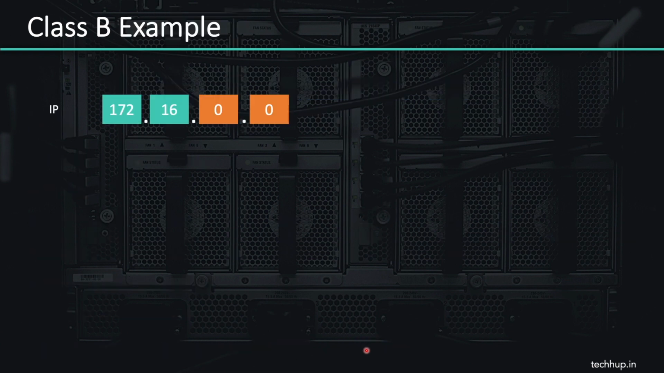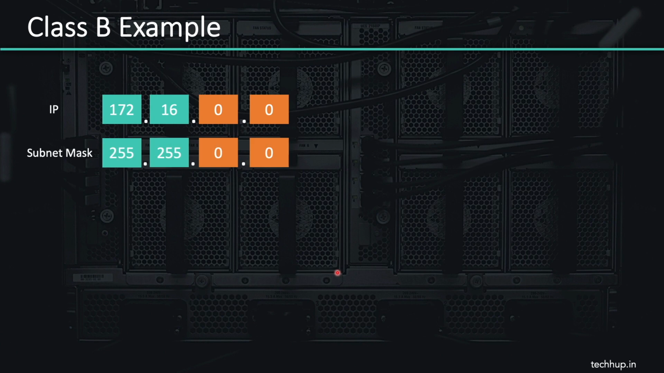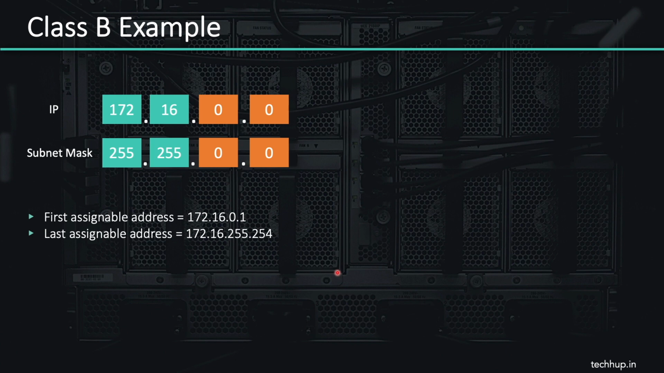Now let's have a look at an example. So we got a class B which has a 16-bit subnet mask. The first assignable address is 172.16.0.1 based on this example here. And for this example, the last address would be .254 because the 255 address is used for broadcasting. So here we have 16,382 networks.